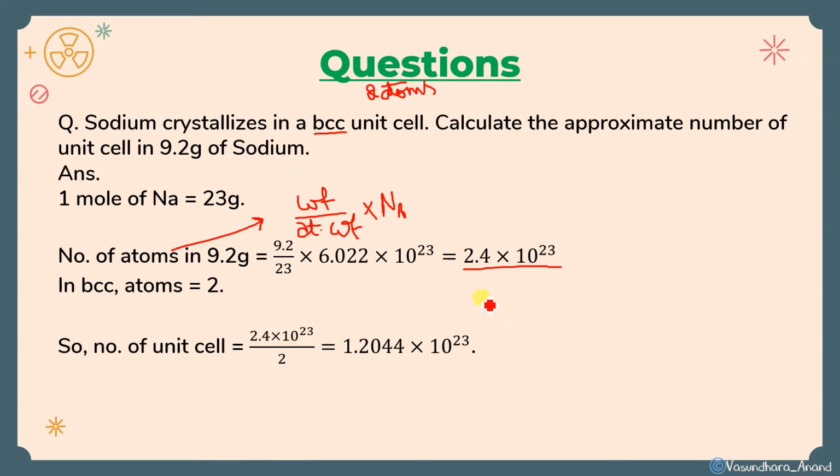So yes, you can do it like this. This is the unitary method. Yes, you have done it in class 6, 7. So by this unitary method, you can do it easily. Or that way also, number of atoms upon the atoms present in 1 unit cell, you will do and you will get it. Yes, so you will solve and you will get this. So this is the number of unit cells present in 9.2 gram of sodium.